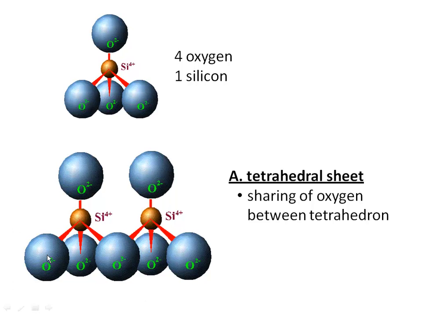You still don't satisfy all of the negative charges. You satisfy a portion of them. You just keep sharing tetrahedron to tetrahedron to tetrahedron. There is a remaining negative charge that's left. This is key, because this is ultimately going to be that charge that we're going to talk about that is important for attracting the cations, which are our soil plant nutrients.